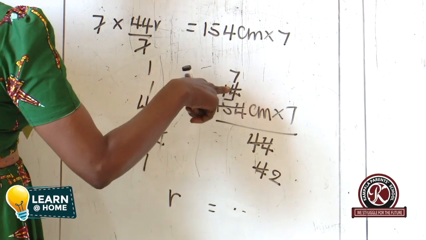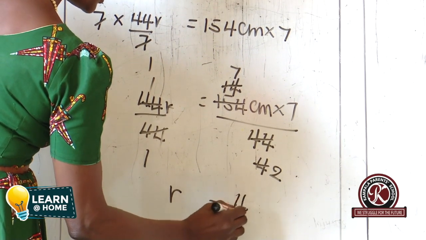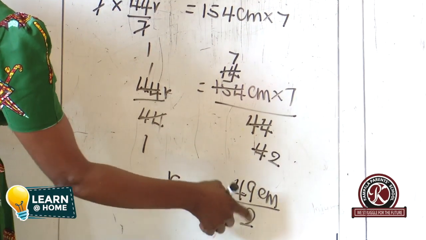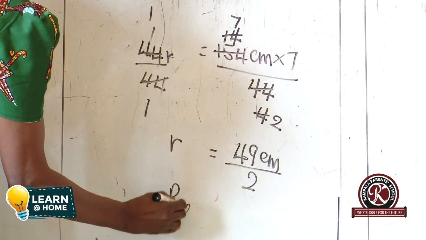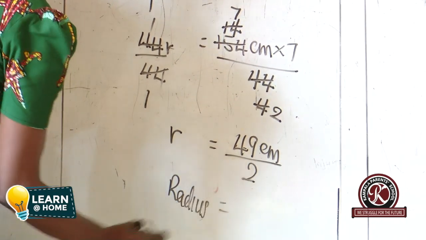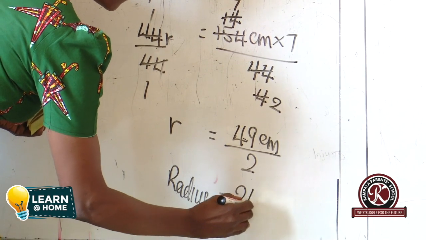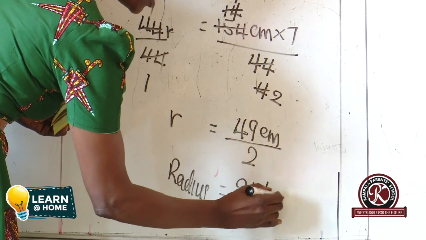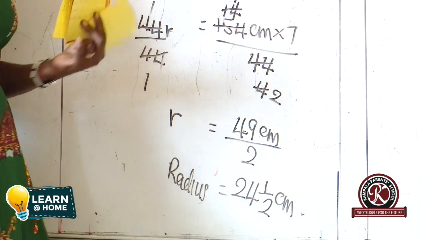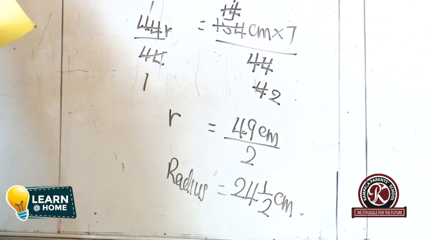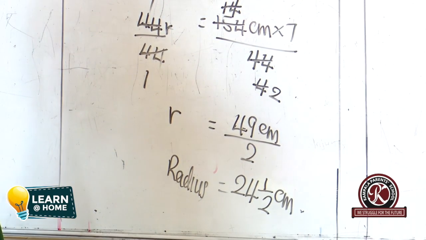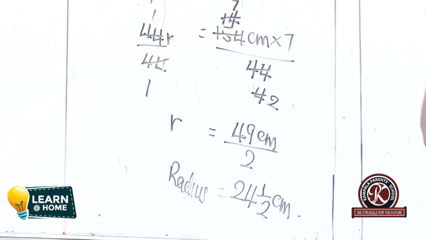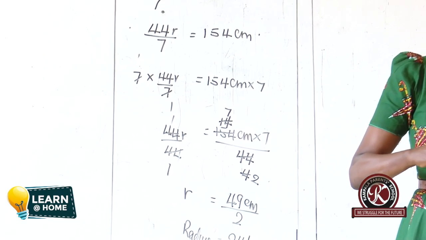Let me multiply from here. 7 times 7, what do we get? 49 centimeters out of 2. Divide 49 by 2. So our radius is going to be equal to 24 and 1 out of 2 centimeters. If you want to write it as a decimal, it can be 24.5, Mutesi. That question is answered. I don't know why you have been getting stuck. Then we move to the next one, Pius.